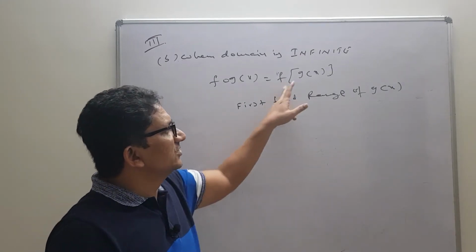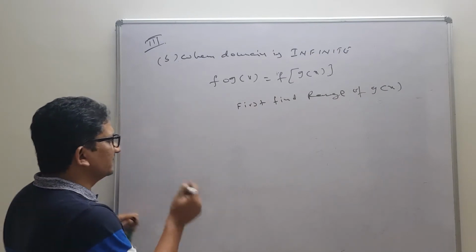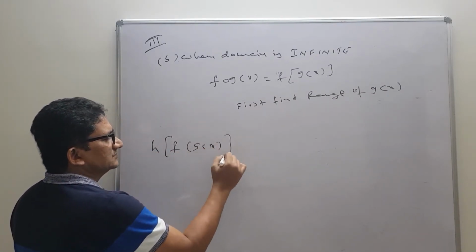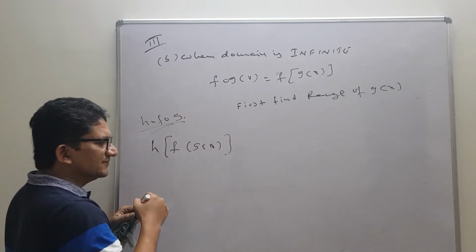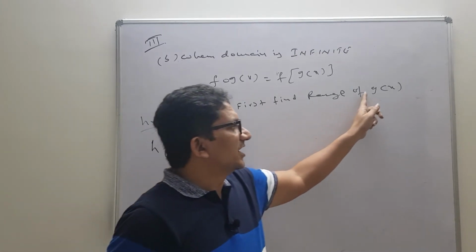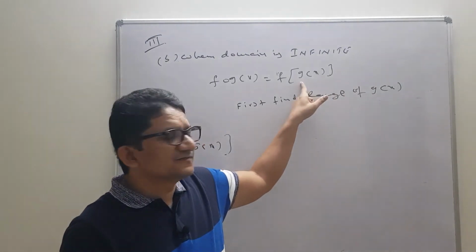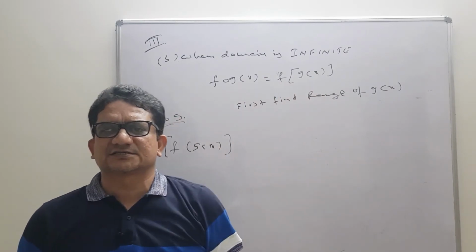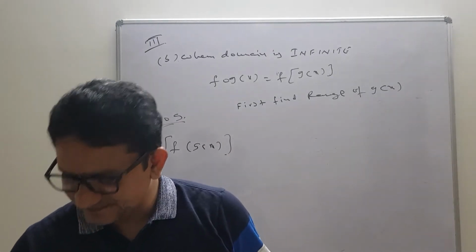Now here we have only 2 functions, f of g of x, so find the range of g of x. Suppose you have something like h of f of g of x, which is nothing but h circle f circle g. In such a case, first find the range of the innermost one. The range of g of x is the input for f of x. Is it true or not? Quickly tell me.